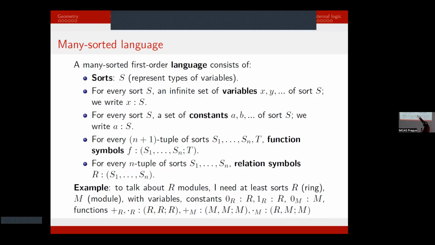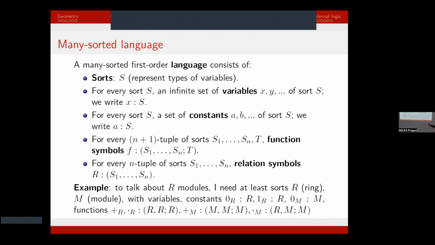Then for every sort, there can be a set of constants. Constants are specific values that we want to assign. For our theory, there might be the need of some constants. For instance, in the theory of modules, we need a zero, which is a constant in the ring, but we also need the unity, and we need the zero of the module. So these are all constants, for instance.